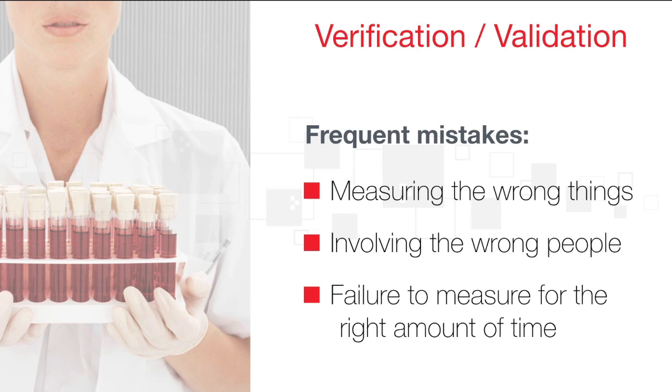Involving the wrong people. We need to make sure that if we're looking at this particular experiment or this validation, we get the right people that are capable and competent to help us build that in a way that it's going to give us the information we need.